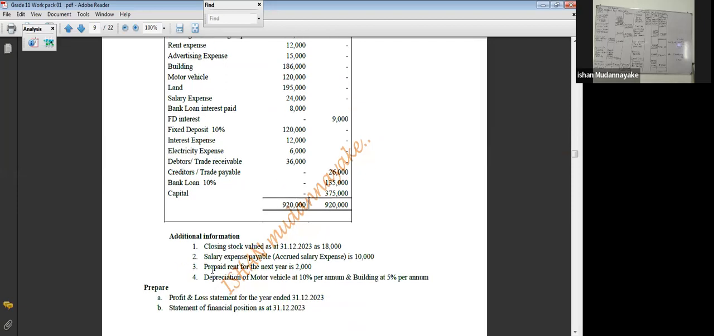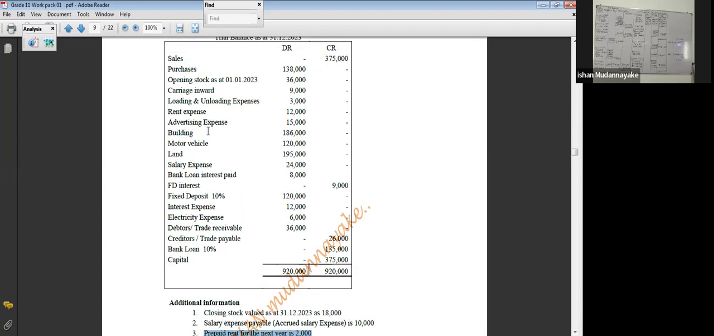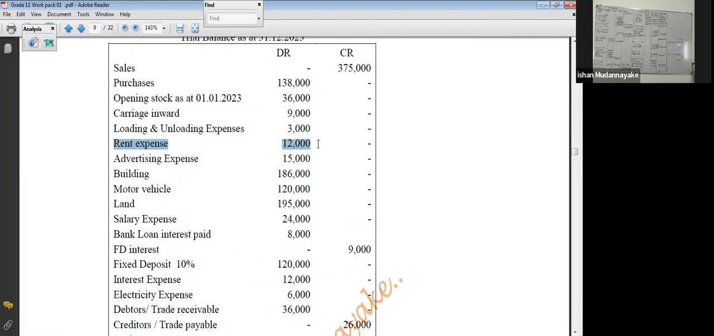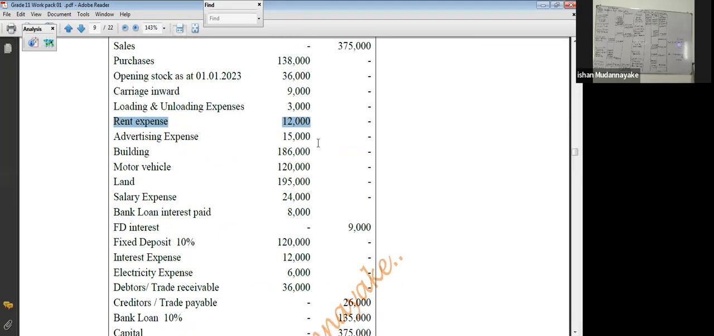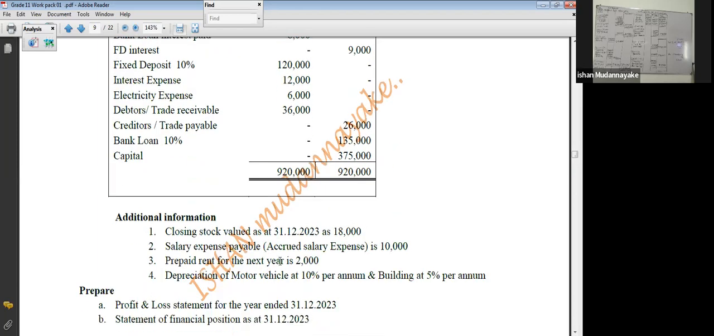Right. Prepaid rent should be recognized as current assets. You have paid an excess amount of rent. Then this 2,000 you need to deduct from rent expense. Here you can see the already paid rent expense is 12,000. From this 12,000 you need to deduct this 2,000 prepaid amount, and that deducted 2,000 should be recorded in the current assets as prepaid rent.